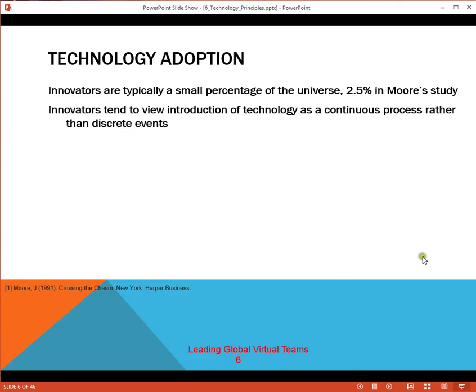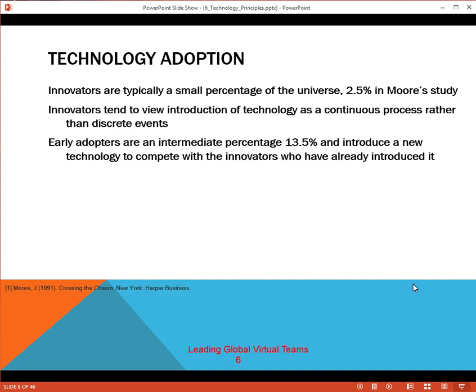Early adopters are an intermediate percentage of 13.5% in Moore's study, and introduce a new technology to compete with the innovators who have already introduced it. Early adopters are willing to take a calculated risk, but they have concern about the consequences of failure.